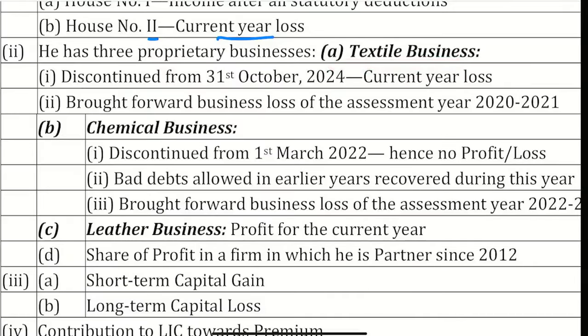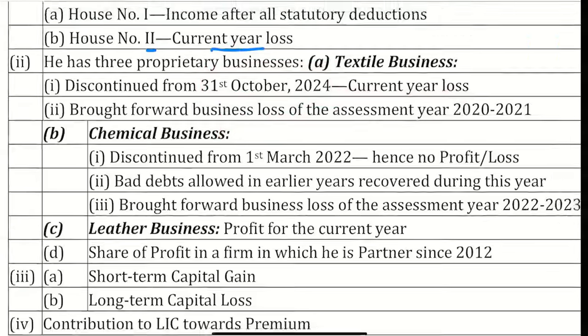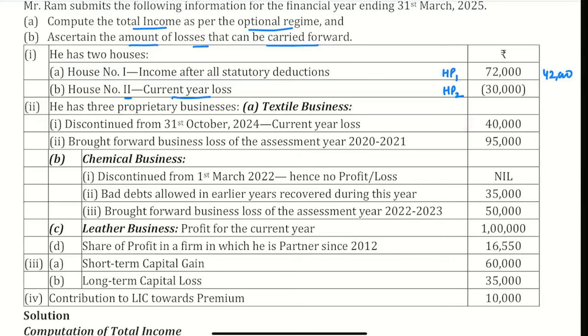Textile business discontinued from 31st October 2024. Guys, 31st October 2024 is falling in our year, previous year 24-25, and current year loss. So we understood that textile business has a current year loss. Okay, whatever the loss is, 40,000. So this is a loss.